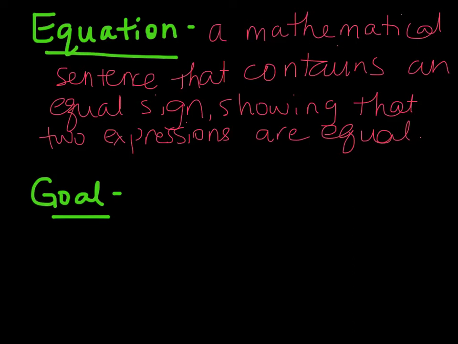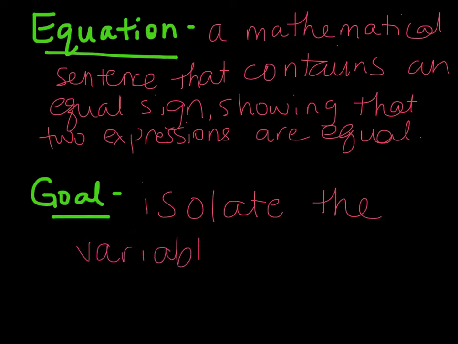Now, when we look at an equation, we're going to be looking at equations that have variables in them. So what is our goal when we talk about solving an equation? Well, our goal is to isolate the variable. We want to get that variable all alone on one side, it doesn't matter the left or the right of the equal sign, so that we can actually see what it equals.